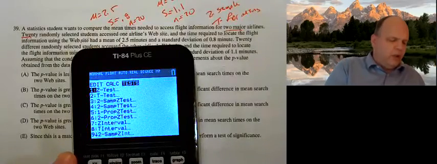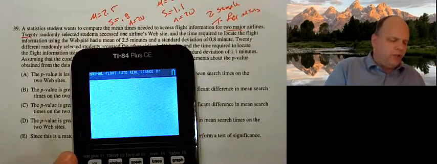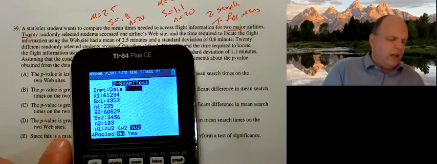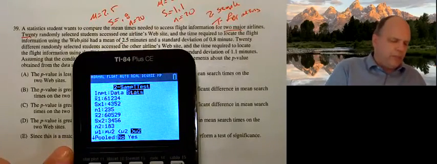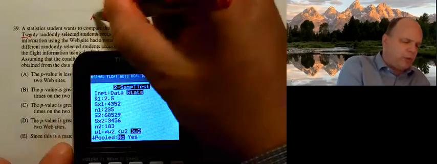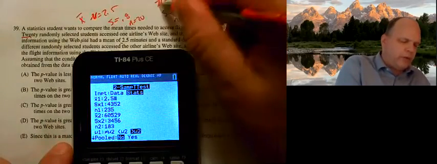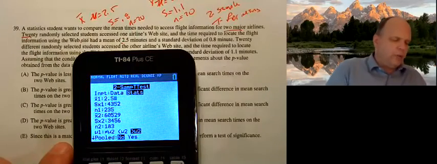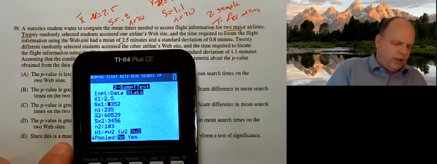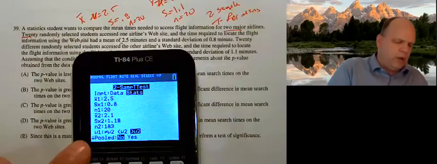Stat test, 2 sample t-test. We have a 2 sample t-test, and our first one has a sample mean of 2.5, and I guess I should have used the x bar. That would have been more correct. X bar of 2.5, a standard deviation of 0.8, sample size 20. Next one had a mean of 2.1, a standard deviation of 1.1, and a sample size 20.